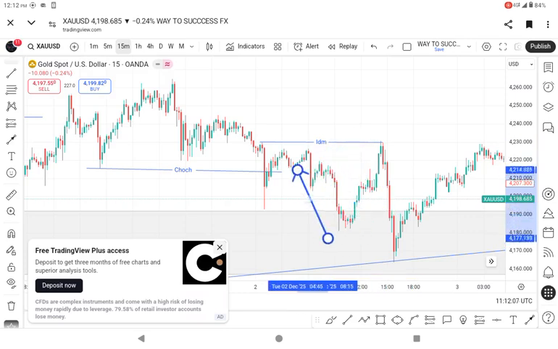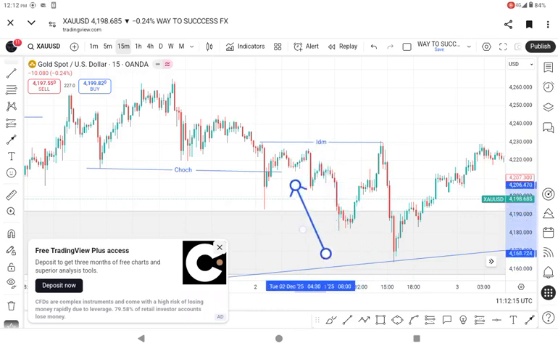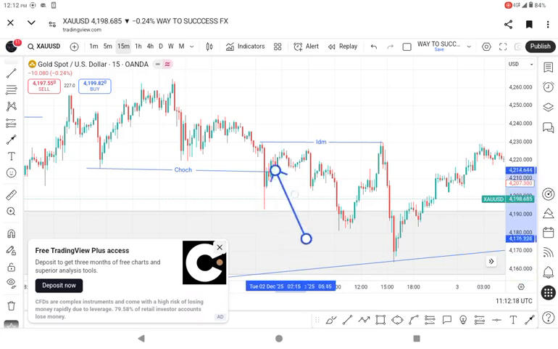So price took out the inducement at this level. Why am I not marking this one as inducement? Because if you look, you see that all this movement happens inside this big bearish candle. The candle low and the candle high is protected.